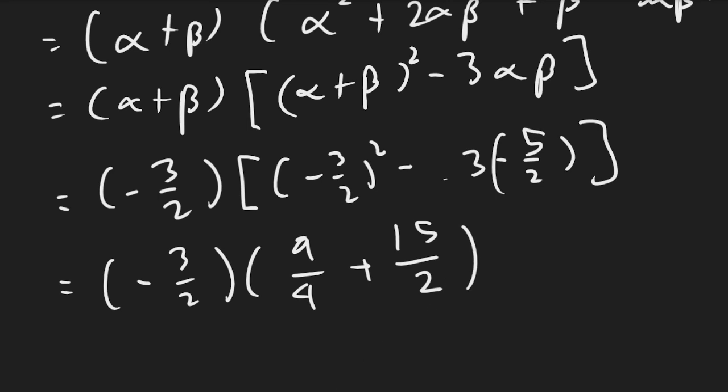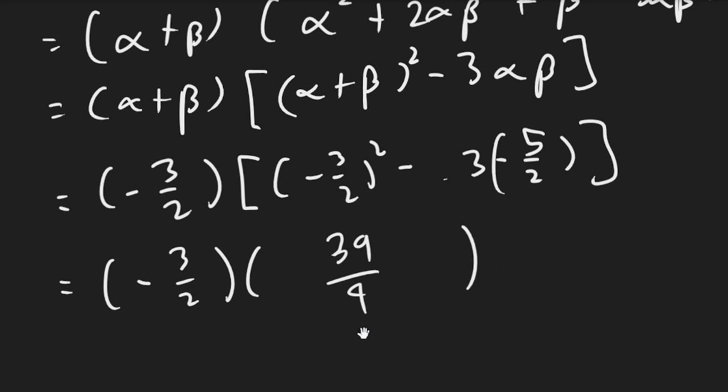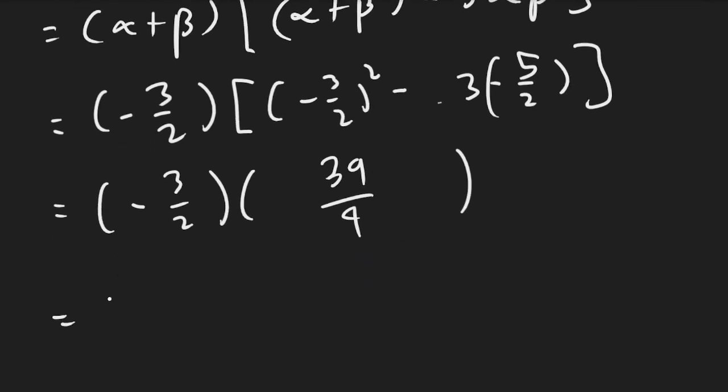Okay, so let us equate the denominators. We have 15 over 2 becomes 30 over 4, and 30 plus 9 equals 39 over 4. And from here, we multiply again, and 3 times 39 becomes, let me see, 117 over 8, and don't forget the negative in front. Oh yeah, I forgot. My bad. This is the answer for our question, which is negative 117 over 8.